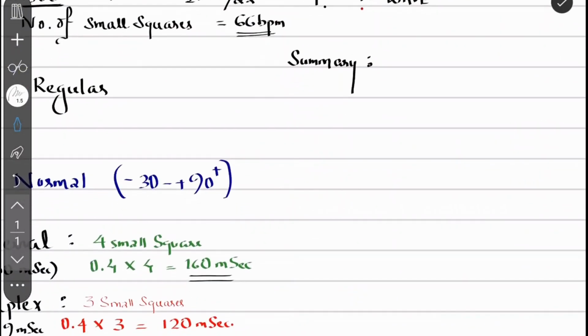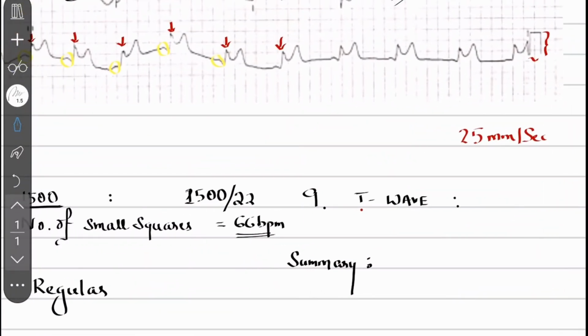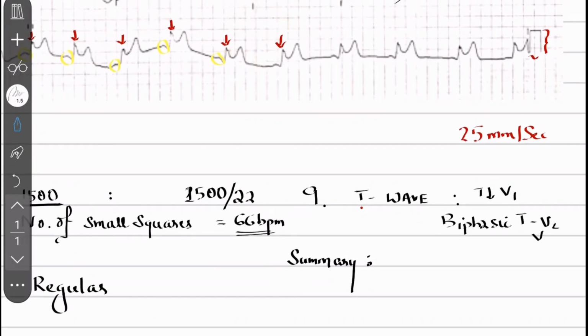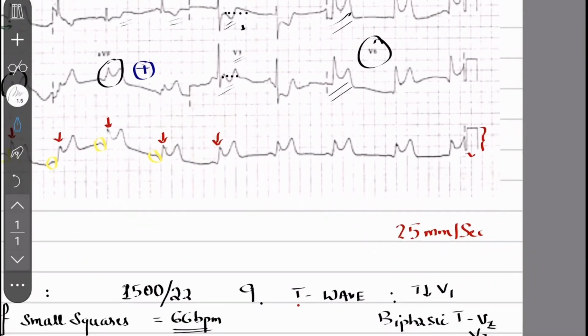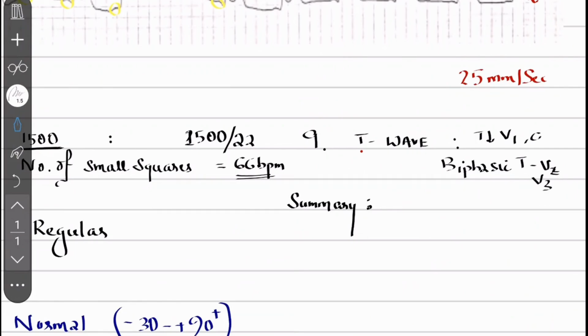So there is a T wave inversion in V1 and a biphasic T wave in V2 and V3. Next, I have noticed AVL. Sorry, I forgot: in AVL there is also a T wave inversion. So a T wave inversion is also noticed in lead AVL.